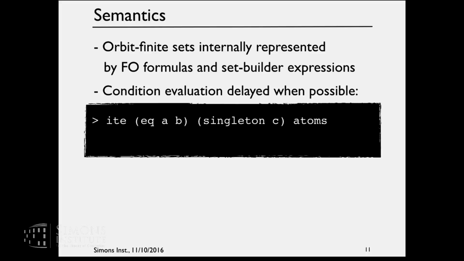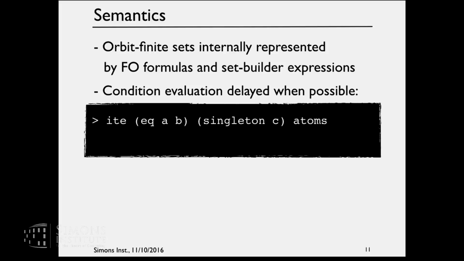For this reason, we had to add to our library a separate conditional statement, a function called ITE, if then else, which is a replacement for the Haskell standard if then else construction. Haskell's if then else is unfortunately not a function, it is a bunch of keywords, so we couldn't reuse that. So let's say A and B are atom variables and I don't know what they are, and I want to evaluate this program. If these are equal, then return the singleton of an atom C, otherwise return the set of all atoms.